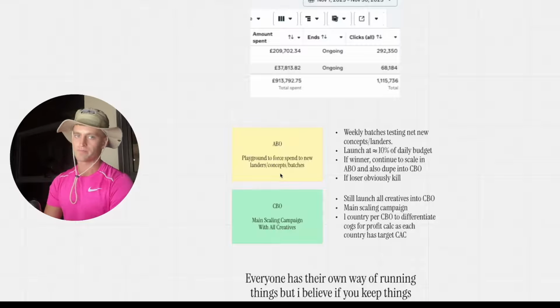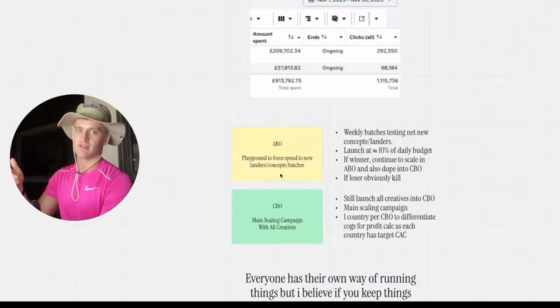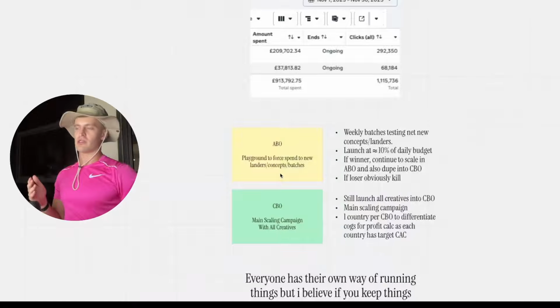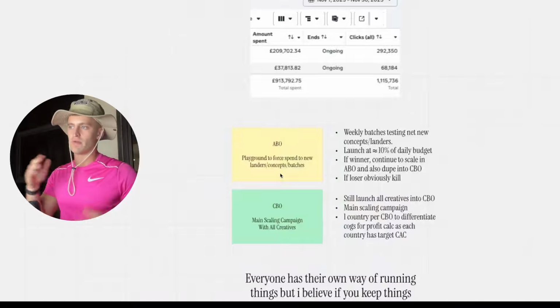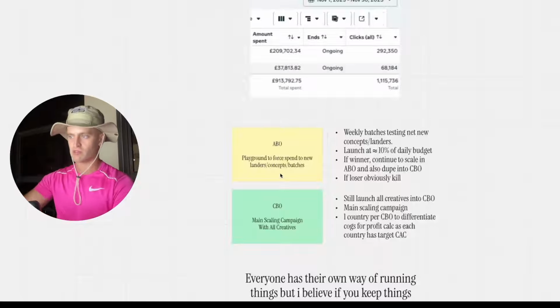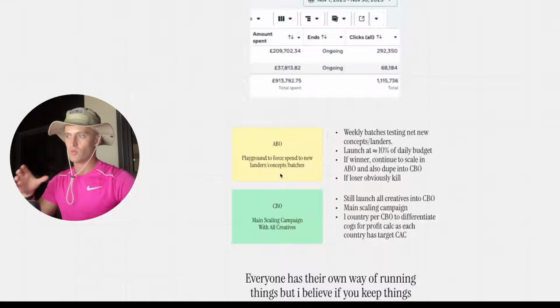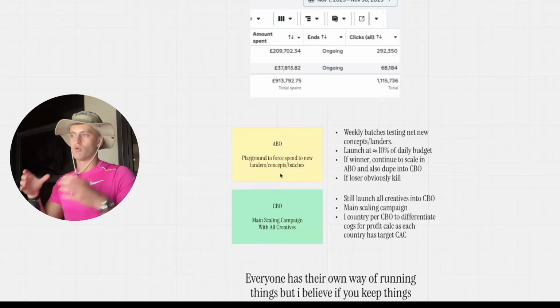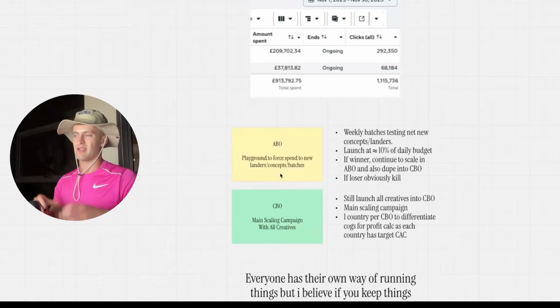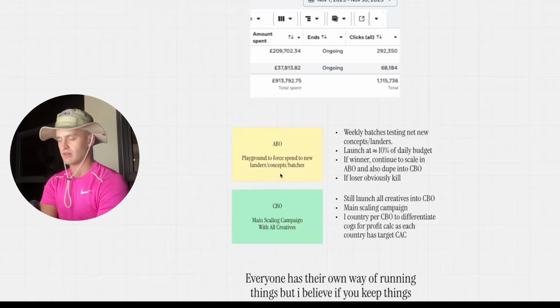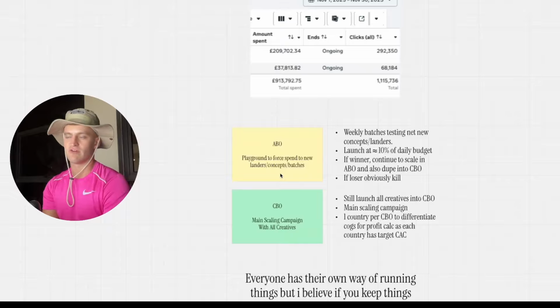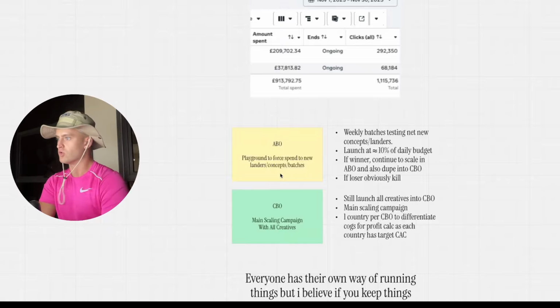If it was a winner, we would duplicate that into the CBO and continue to scale it into the ABO. And usually what we would see is it would spend well in the ABO, it would start to die off, and then it would pick up spend in the CBO, which is what we want. We want to create a CBO where there's multiple creatives always spending to overall increase the account spend across everything. And if it was a loser, we would obviously turn it off after 3 to 5 days in the ABO.